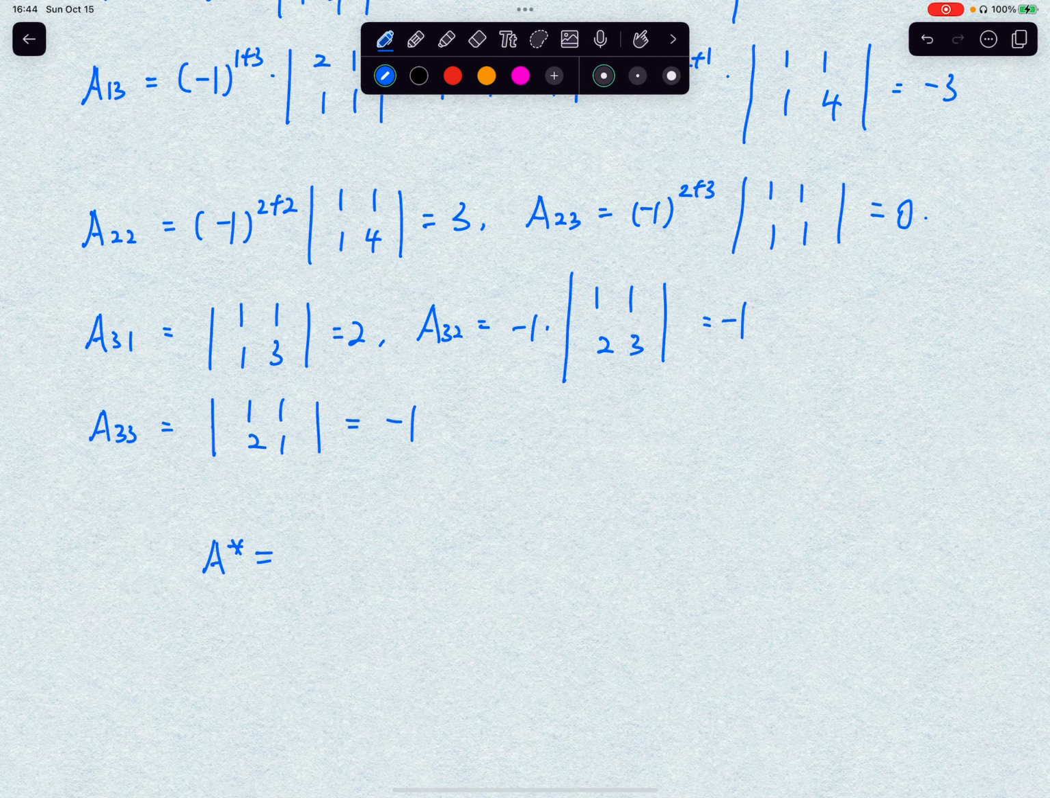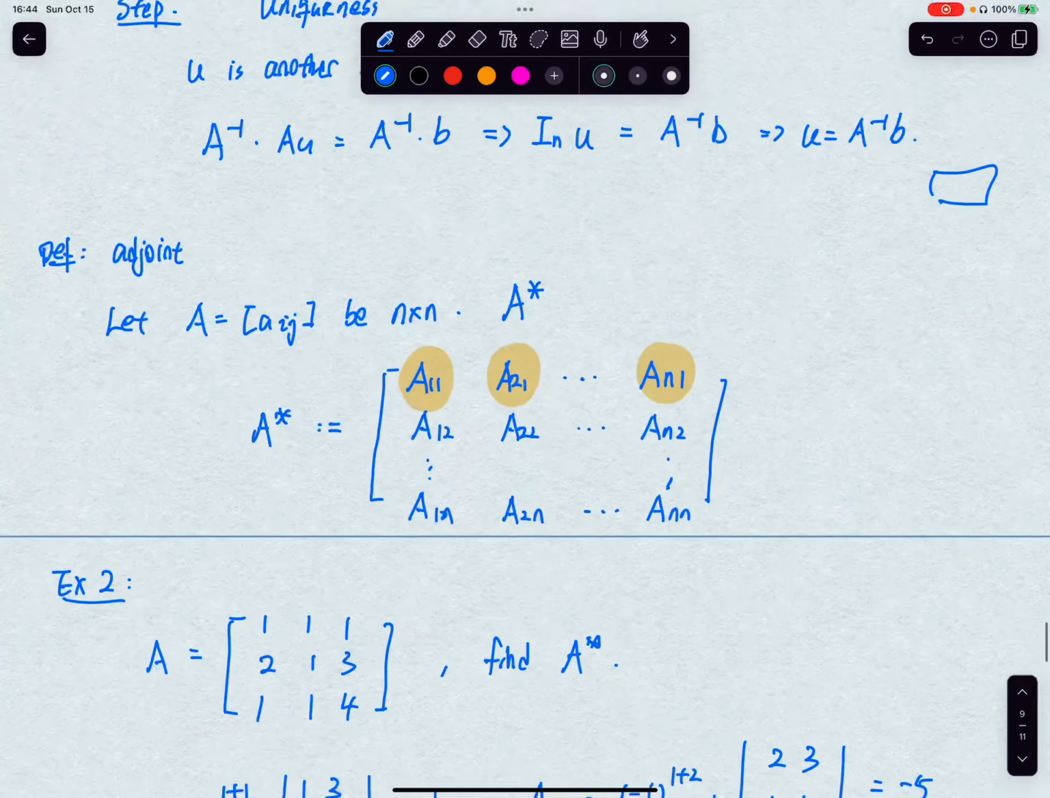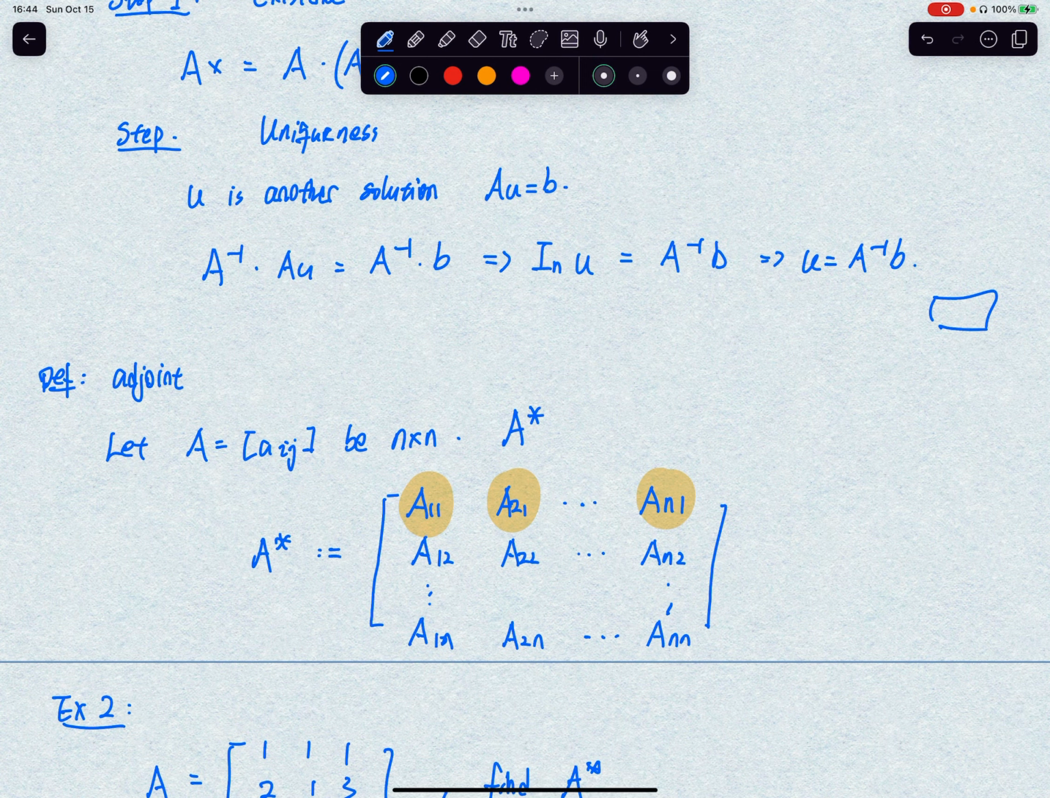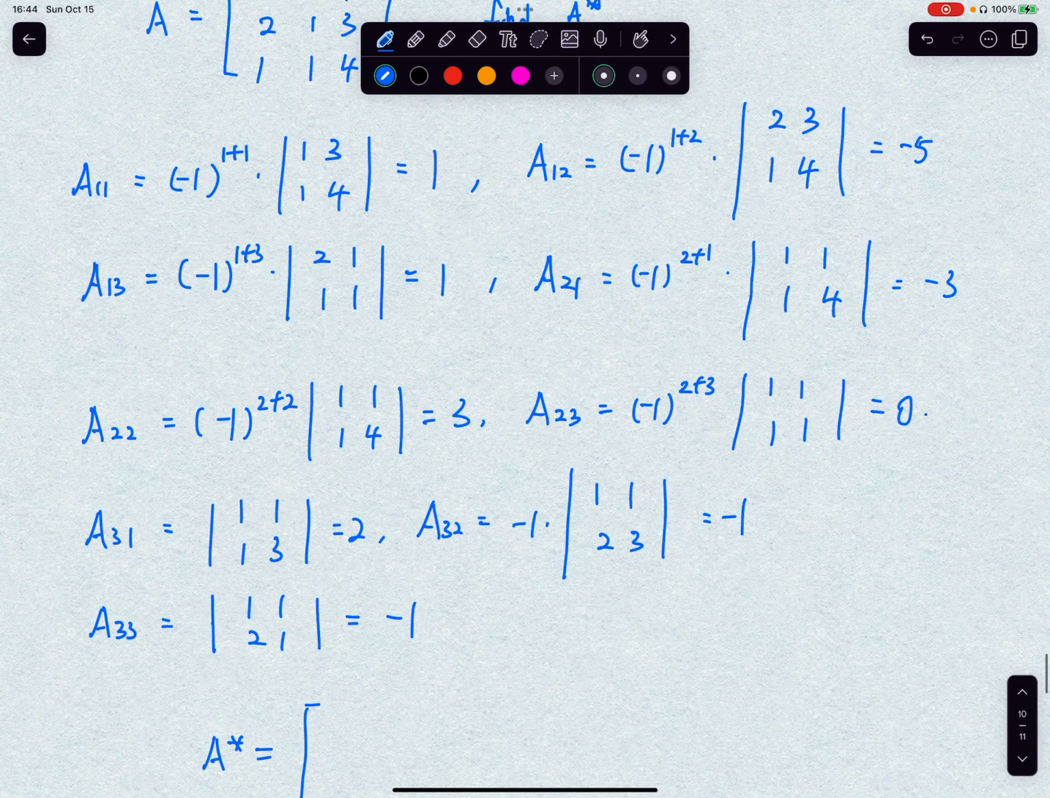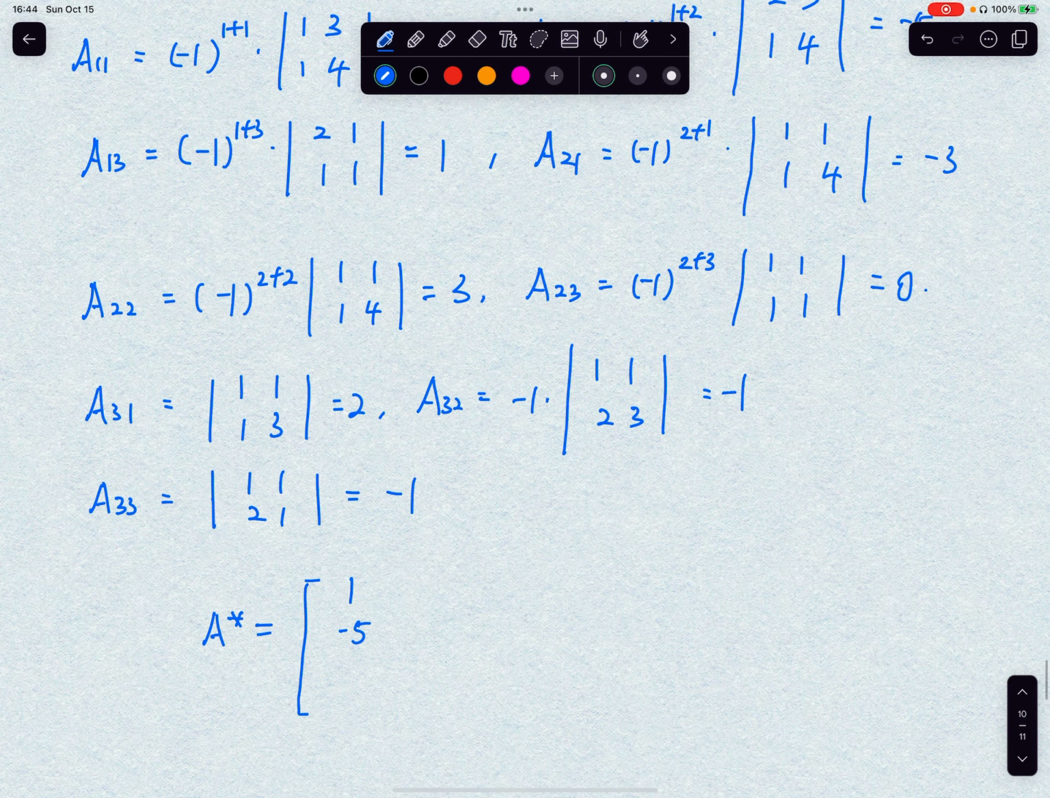So A star equals, recall our definition, the first row A11, A12, and A13 becomes the first column. So we have the first column being 1, minus 5, and 1. Similarly, the second row becomes the second column, and that is minus 3, 3, and 0. And the remaining is 2, minus 1, and minus 1.